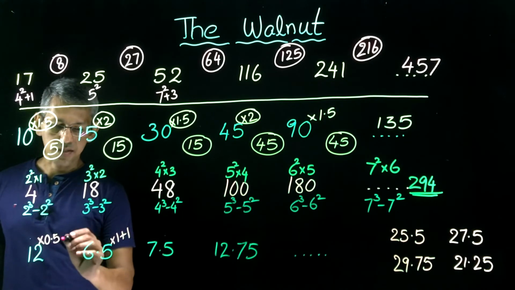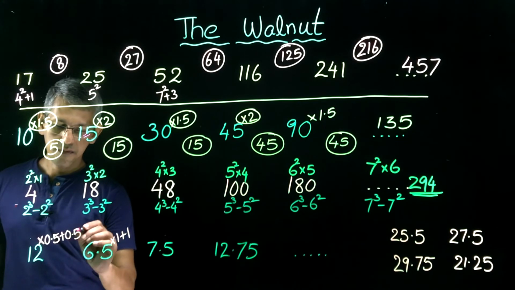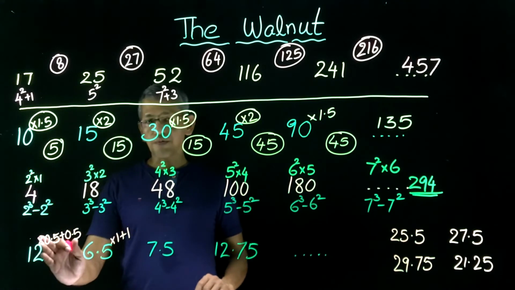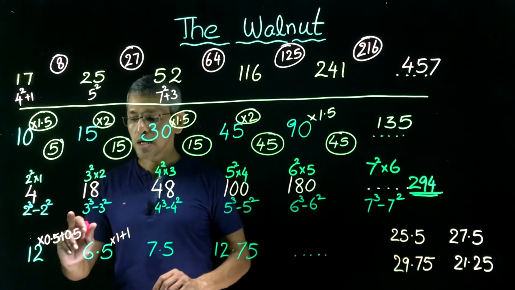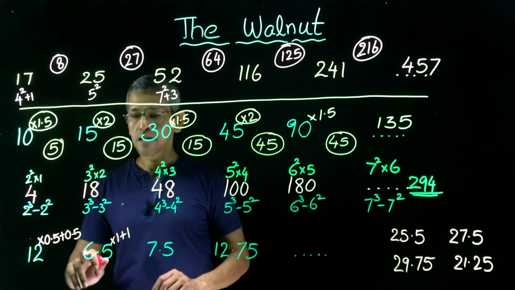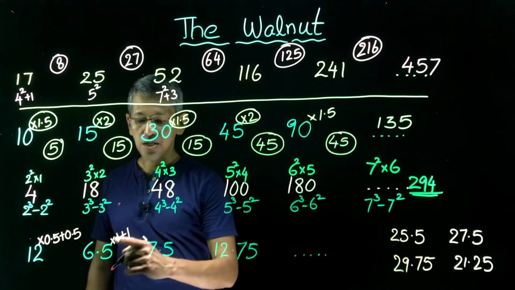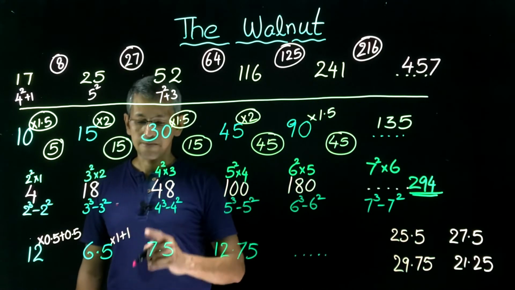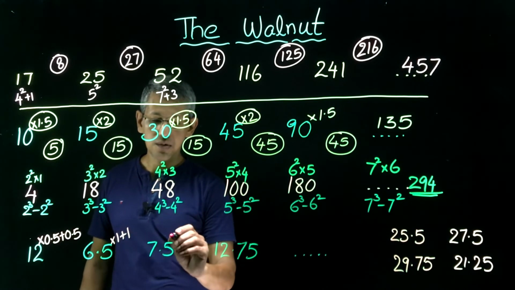12 into 0.5 is 6. So 12 into 0.5 plus 0.5. So 12 is multiplied by 0.5, you get 6. That 0.5 is added, 6.5. Then what you have is 6.5 into 1 plus 1. Next one must be, if that is the case, 1.5.